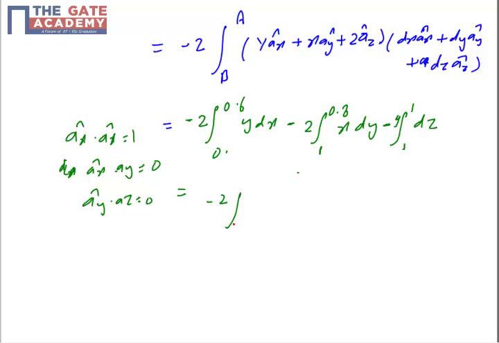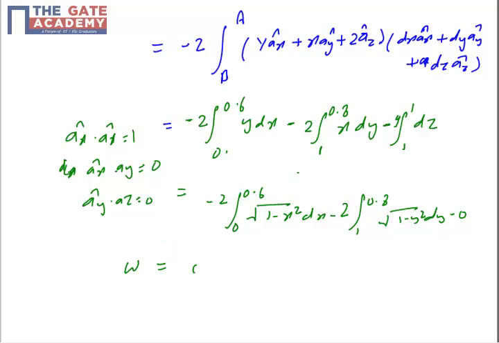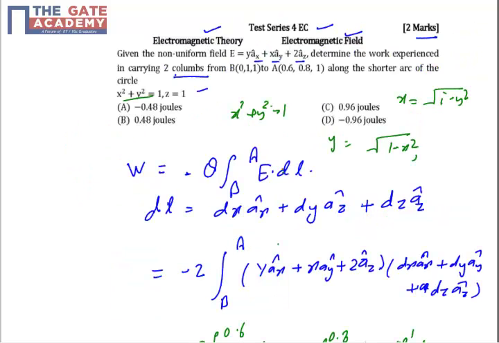It's minus 2 times the integral from 0 to 0.6 of under root of 1 minus x square dx, minus 2 times the integral from 1 to 0.8 of under root of 1 minus y square dy, minus 0. Okay, so just calculate the integral and you will get the total work done as minus 0.96 joules. Minus 0.96 joule is the work done. The work done is negative, option is D.